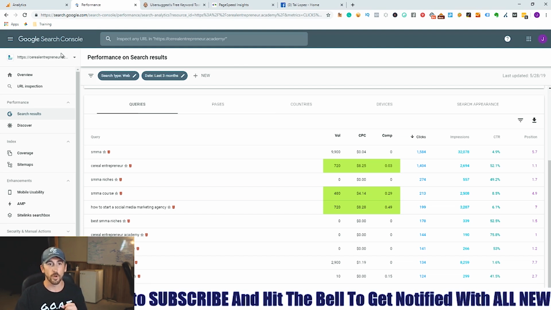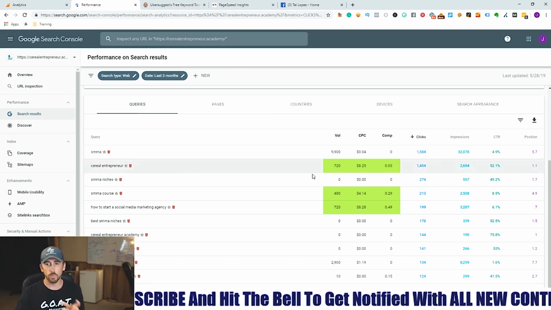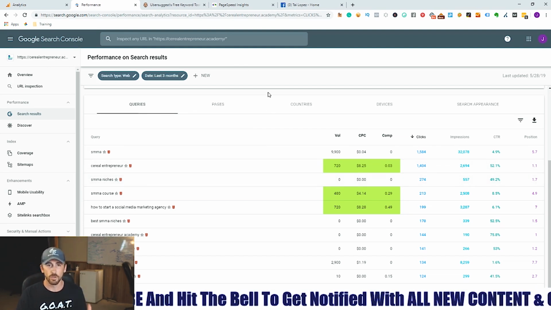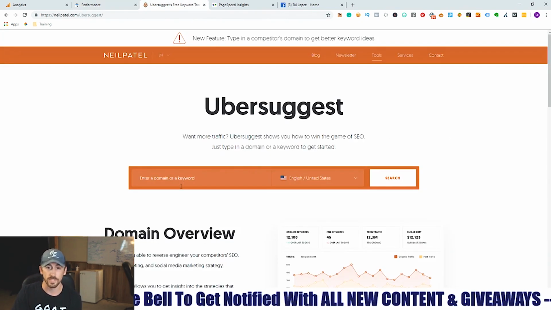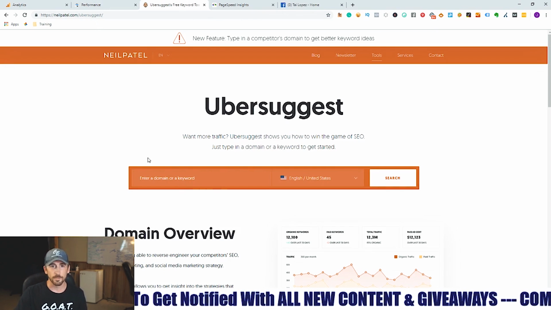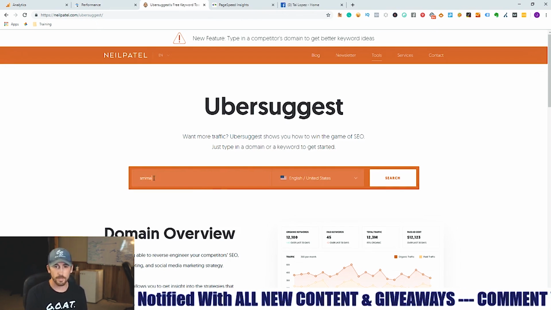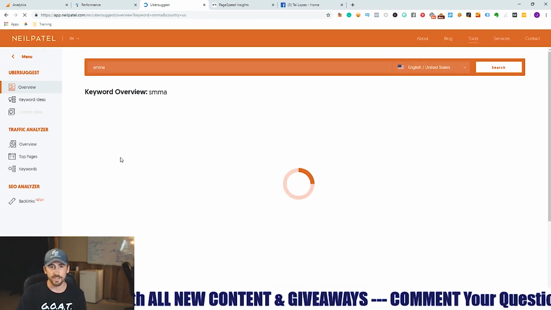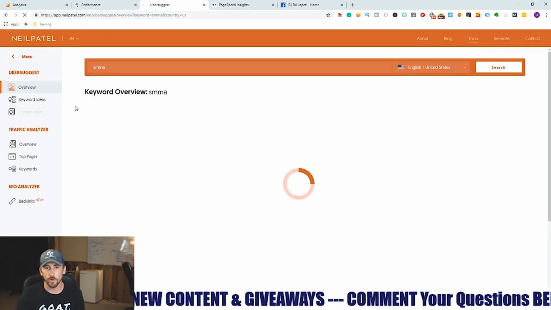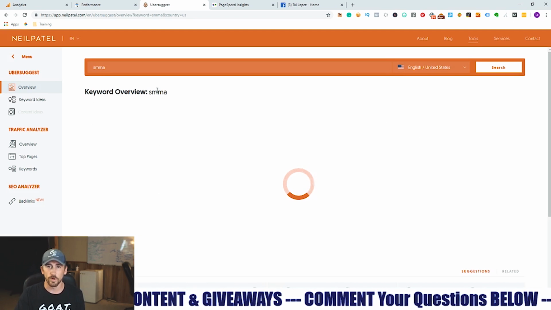Once you perform an analysis and determine what keywords and topics people want to learn about, you then want to figure out what other topics you can potentially cover. SMMA was one of our top keywords. I could type in SMMA at a tool like Ubersuggest, click search, and it's going to pull up a bunch of different keyword ideas based on the keyword SMMA.